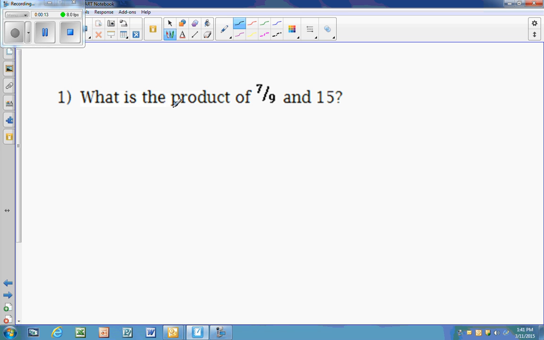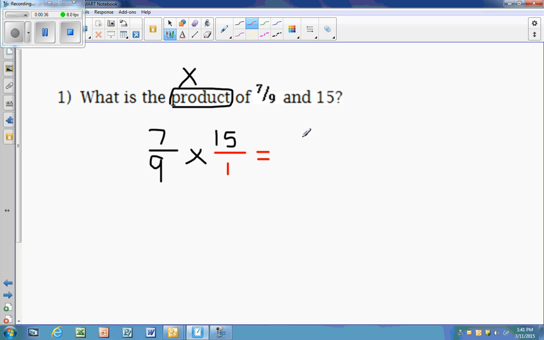So I have to know that this word product right here tells me that I need to multiply. So in order to multiply, I write the 7 over 9, multiply it by 15. And I know that if I have a whole number, underneath my whole number is a 1. So now I can multiply straight across. 7 times 15 is 105. If you need to do that work on the side, you may. And then 9 times 1 is 9.